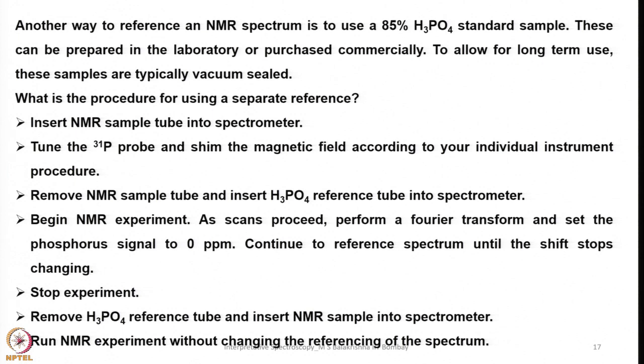Insert the NMR sample tube into the spectrometer, tune the 31P probe and shim the magnetic field according to your individual instrument procedure. Remove the NMR sample tube and insert the phosphoric acid reference tube into the spectrometer. Begin the NMR experiment. As scans proceed, perform a Fourier transform and set the phosphorus signal to 0 ppm. Continue to reference the spectrum until the shift stops changing and stop the experiment. Remove the phosphoric acid reference tube and insert the NMR sample tube into the spectrometer. Run the NMR experiment without changing the reference of the spectrum. This is how you can alternatively reference phosphoric acid when you are measuring 31P NMR signals.